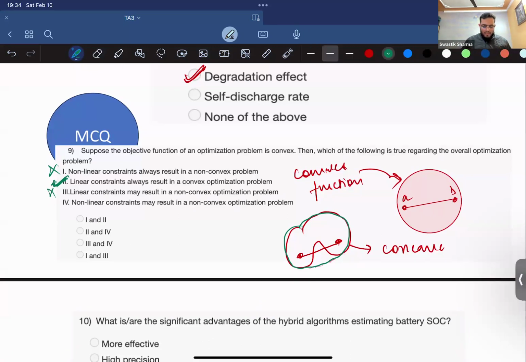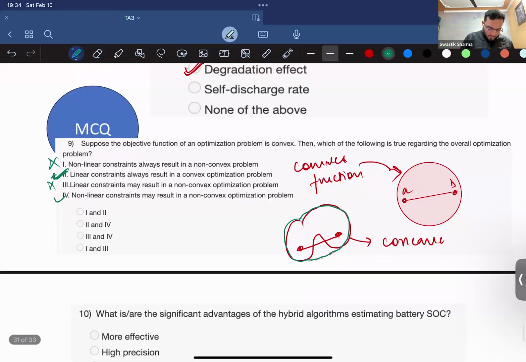Third one. And non-linear constraints may result in a non-convex optimization problem. This is true. This red function is a concave function, and it is a nonlinear function, but it has resulted in a concave function. So the answer is 1, 2, and 4, which is B.